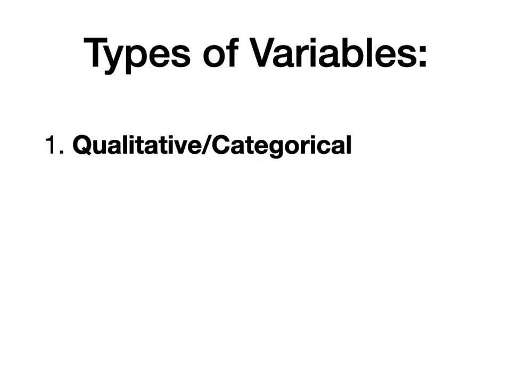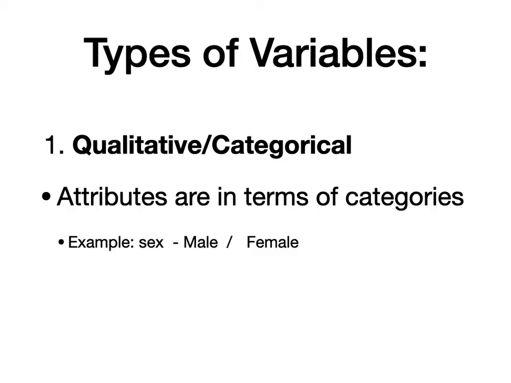In this video, we are going to focus on the different types of variables. Let's go over them one by one. So the first type of variable is what we refer to as qualitative or categorical variables. As the name implies, when we say categorical or qualitative variables, these are attributes or characteristics that are in terms of categories. So one example would be sex.